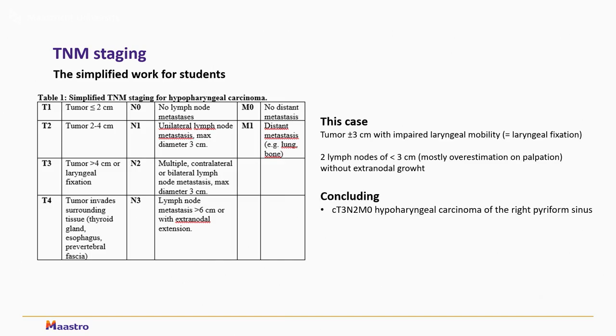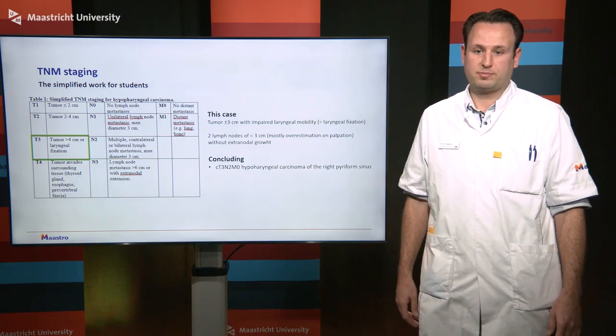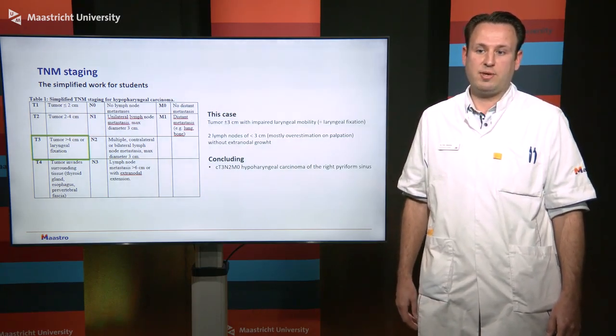And in this case, we had this tumor of about 3 centimeters in diameter with impaired laryngeal mobility. So there was growth into the larynx, fixed larynx. In this case, this makes this a T3 tumor. We saw enlarged lymph nodes, but they're all smaller than 3 centimeters.